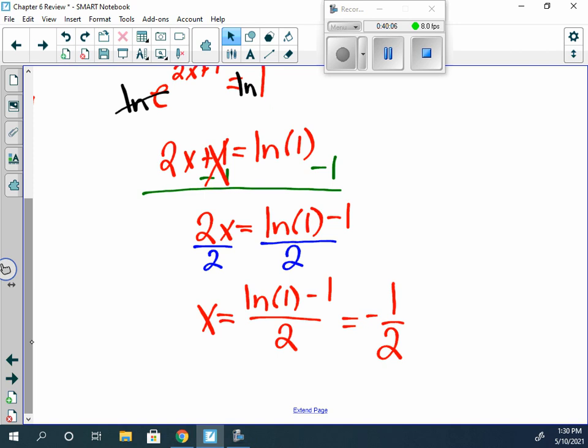And it works out this way because the natural log of 1 is 0. The log of 1, no matter what the base is, is always going to be 0. So we get negative 1/2. Any other questions on this here? All right.